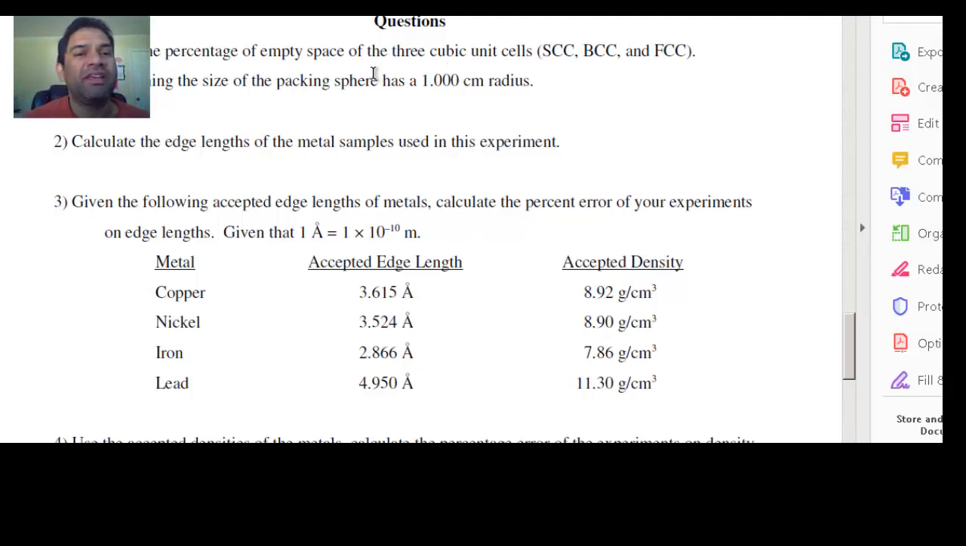So calculate the percentage of empty space in the 3 cubic unit cells. You've got to remember we're packing these spheres in a certain way, and how much space is left open. Remember, solids pack really, really tightly, so you want to minimize this empty space as best you can, based upon how these atoms are arranged. So let's figure out the empty space in an SCC, a simple cubic cell.